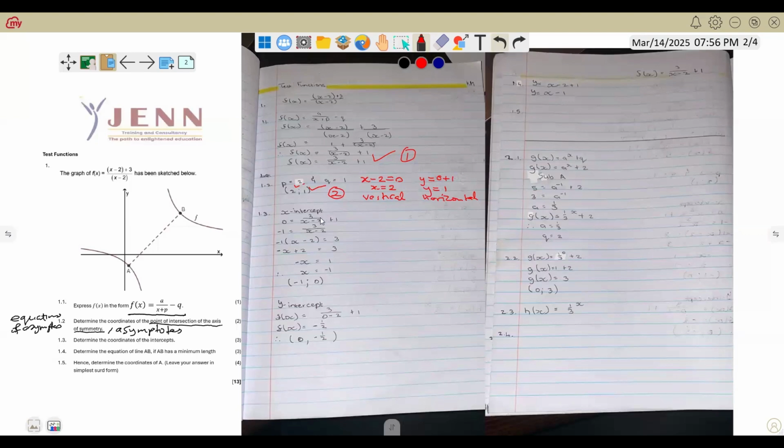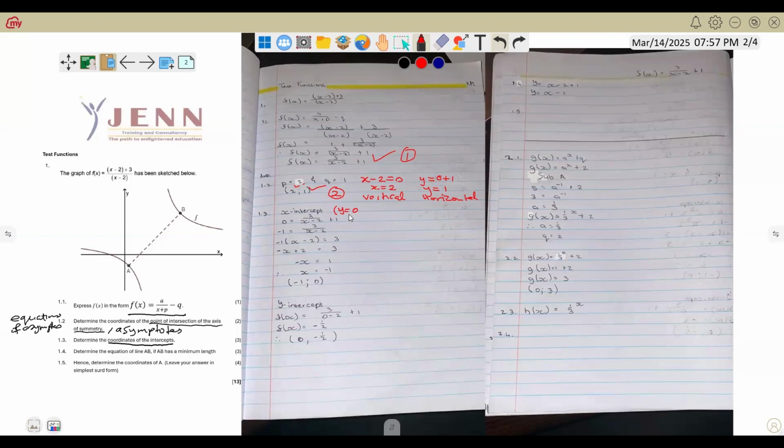Yes, sir. Then, can we please go to the third one? Can you please read? Determine the coordinates of the intercepts. So you see, they are saying coordinates of the intercepts, which means they did not specify which. It means we need both the x-intercept and the y-intercept, right? Yes, sir. So make sure, like what you did, you separate them. And for the x-intercept, we know our y is equal to 0. Is that clear?